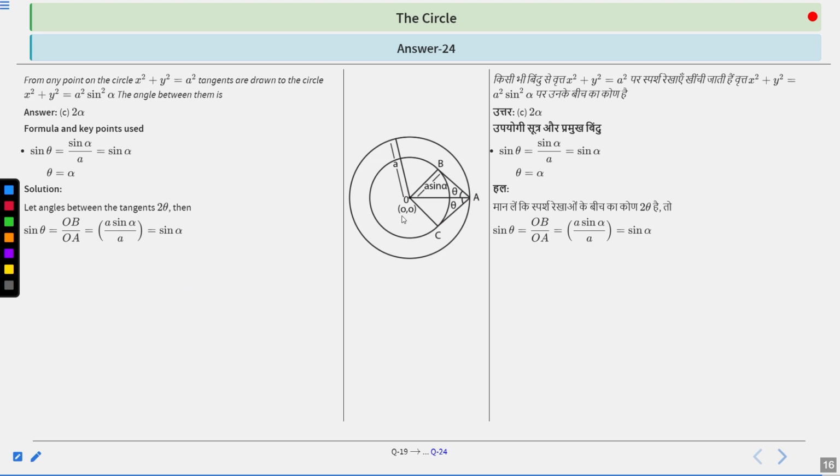Then by using the figure, sin theta will be OB upon OA, which is a sin alpha upon a. So a and a will cancel out. Therefore, sin theta is equal to sin alpha. Clear? If sin theta is equal to sin alpha, then theta is equal to alpha, right? So the required angle, the angle between the tangents, is basically 2 theta. You can see this in the figure. Therefore, the required angle is 2 theta, which is equal to 2 alpha, right? Therefore, option C, 2 alpha is the right answer. Clear?